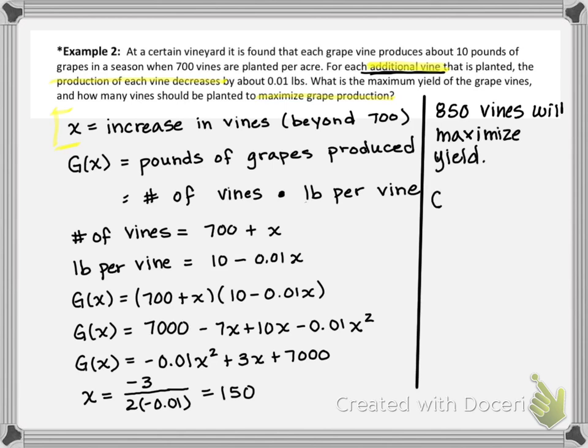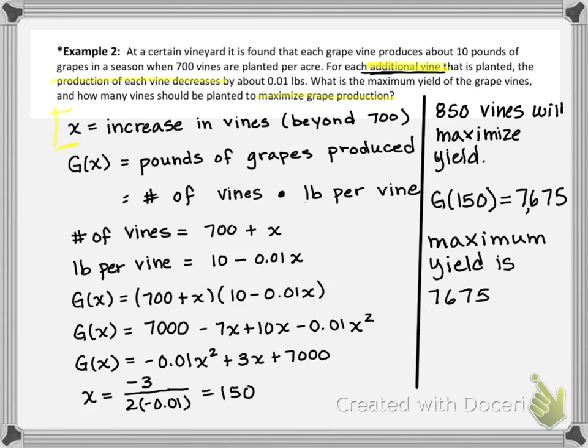So g of 150. In the interest of space, I'm not going to write that whole thing out. I'm just going to let you guys calculate it and tell me what it is. I got 7,675. Does that sound good to everybody else? Don't take my word. So maximum yield is 7,675 pounds.